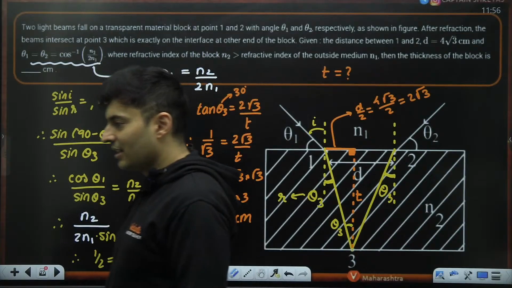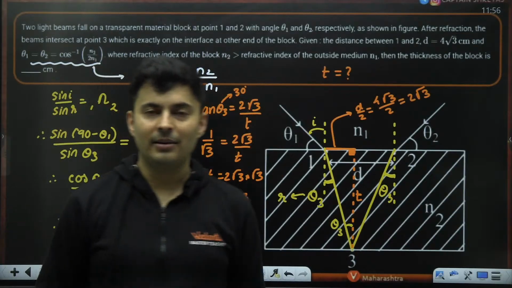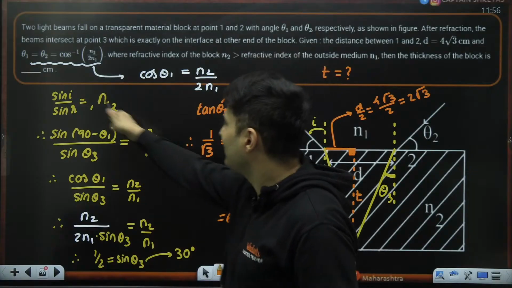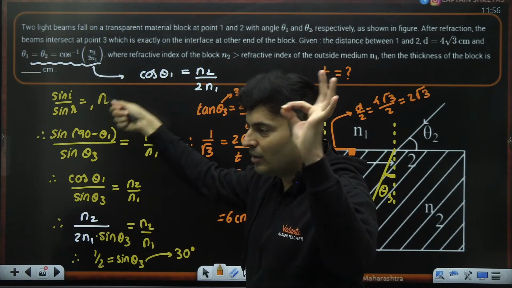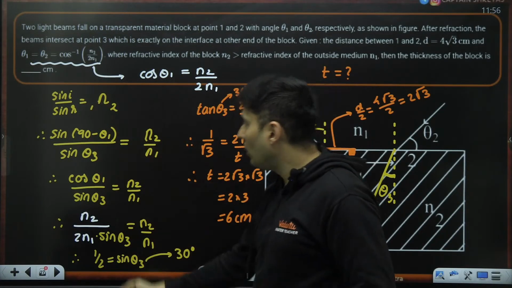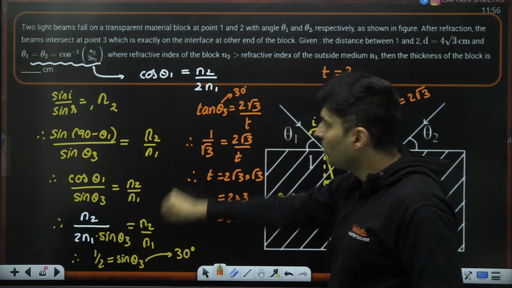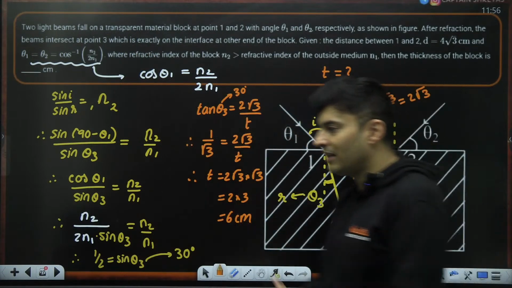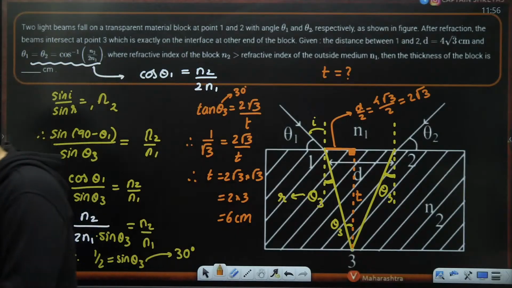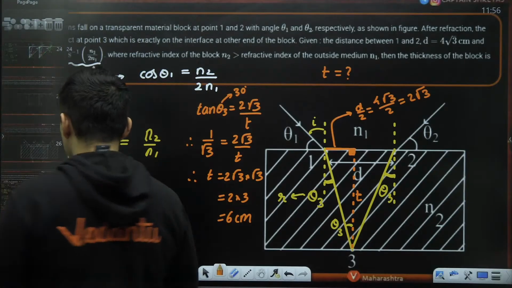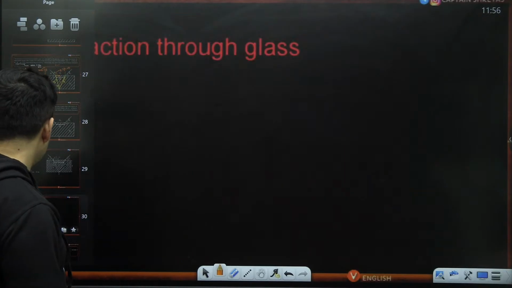Wow, we got it. So guys, pure geometry. As you can see, Snell's law was just one simple initial part. The rest all was mathematical manipulation, trigonometry, geometry. That's it. Very good. Great, great. Are you loving these questions, guys? Shall we go to the next one?